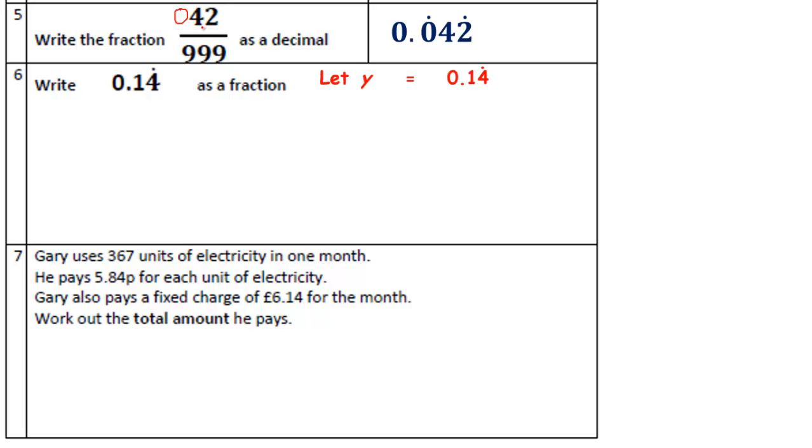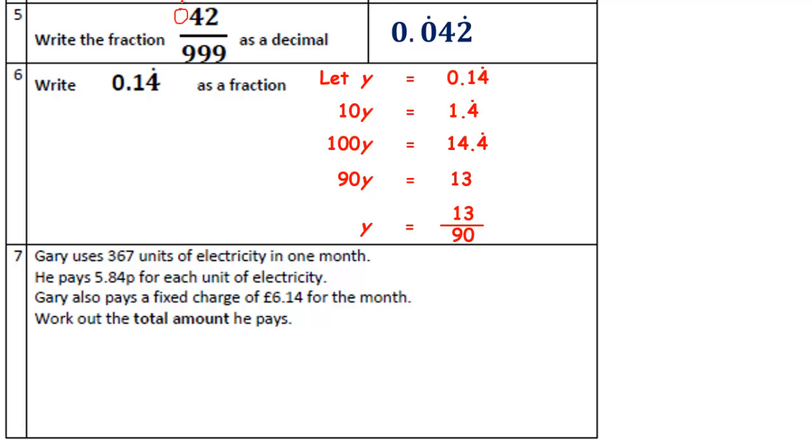Question 6, let y equal 0.14 recurring, times by 10, times by 10 again. Do the subtraction, and I'm going to get 90y is equal to 13. Divide by 90, and I'll get y is equal to 13 over 90. That's my answer. I can't simplify that any further.